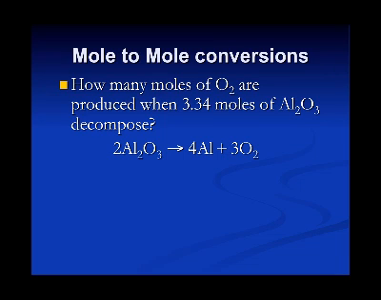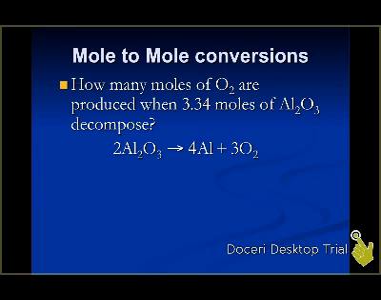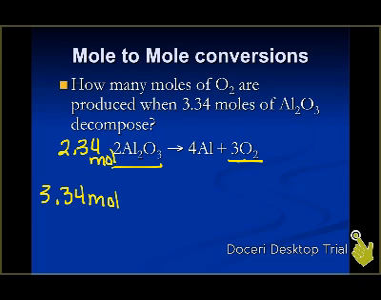So this is the same equation we were talking about just a few seconds ago. This one says, how many moles of oxygen are produced when 3.34 moles of aluminum oxide decompose? Basically this question is wanting to know how much product we are going to get if we have 3.34 moles of aluminum oxide. The first step in every single conversion is to write down what was given to you in the problem. So, 3.34 moles of aluminum oxide.